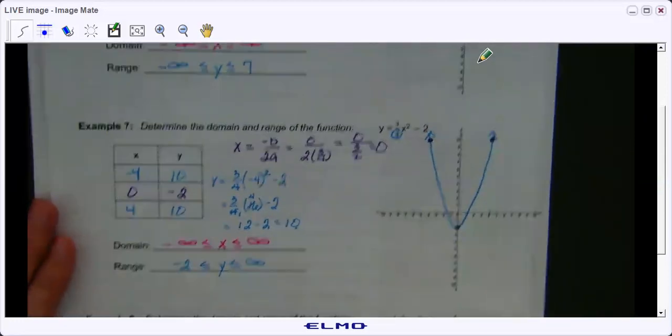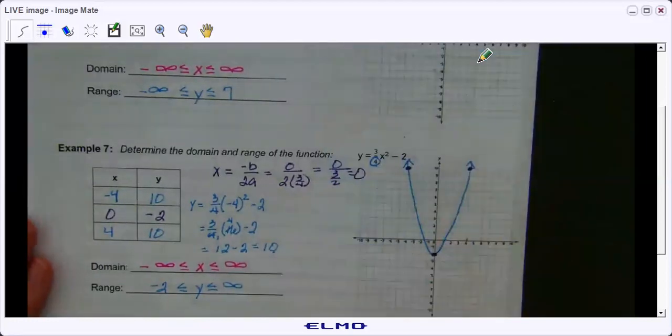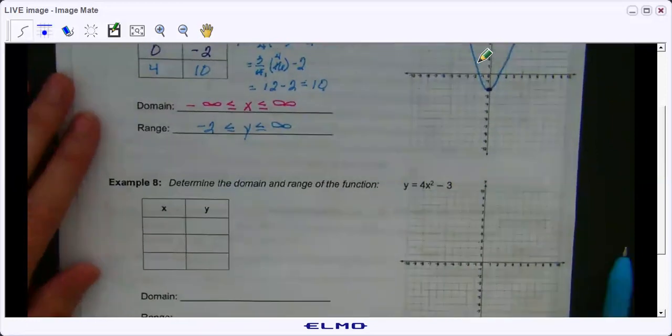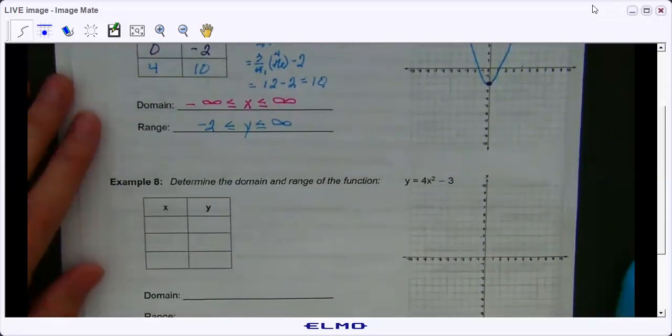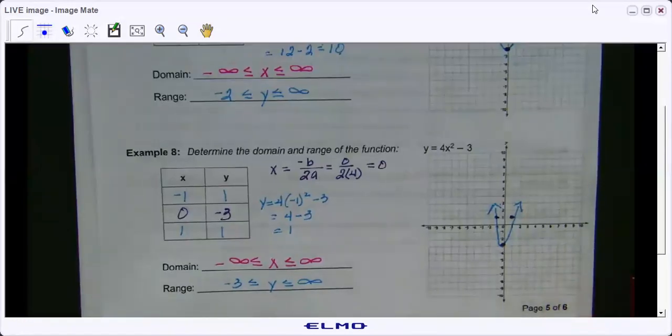Okay, so now that we've done two together, I would like for you to do this next one on your own, and then we'll come back and check your work. Okay, go ahead and check your work on this one.